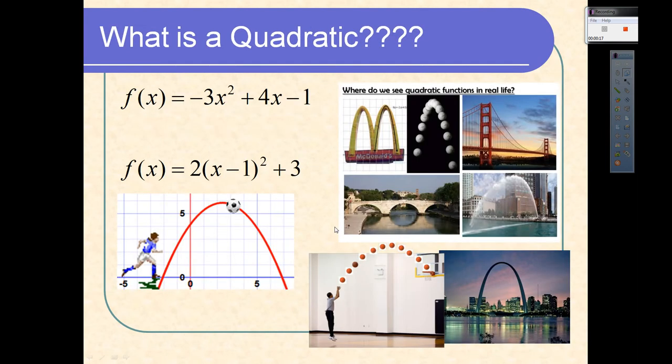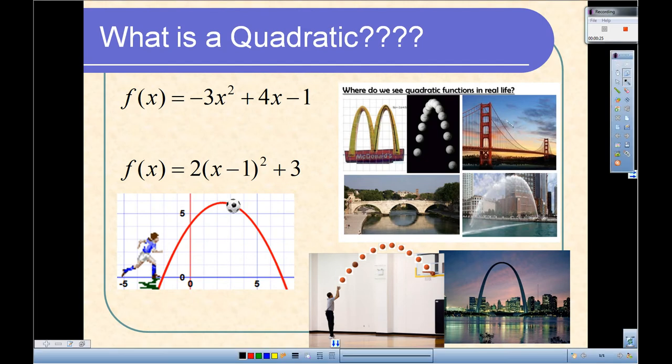If you think about the Golden Gate Bridge in San Francisco, the cables which support it, it's a suspension bridge, form a parabolic or quadratic shape. If you've ever gotten water from a water fountain, you would notice that the water sprays in a quadratic shape. If you throw anything, if you kick anything, because of gravity acting upon it, it forms that parabolic shape or quadratic shape.